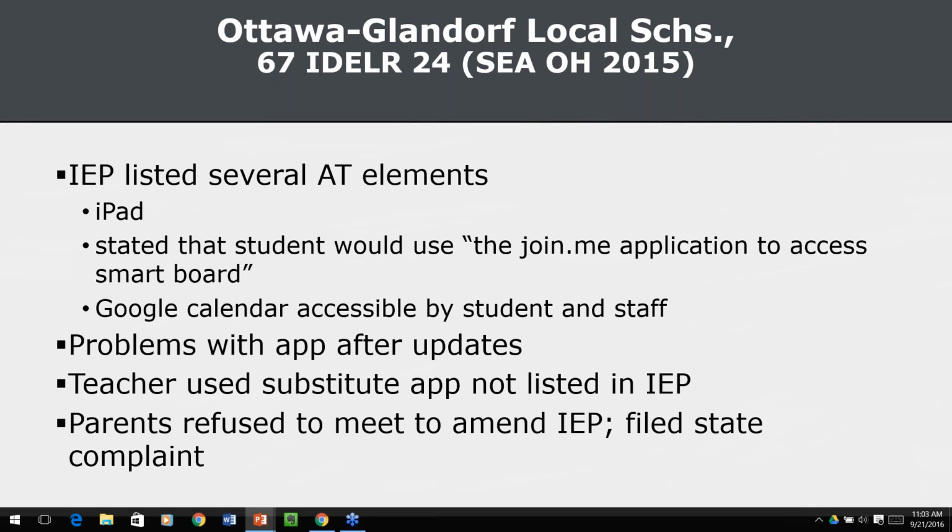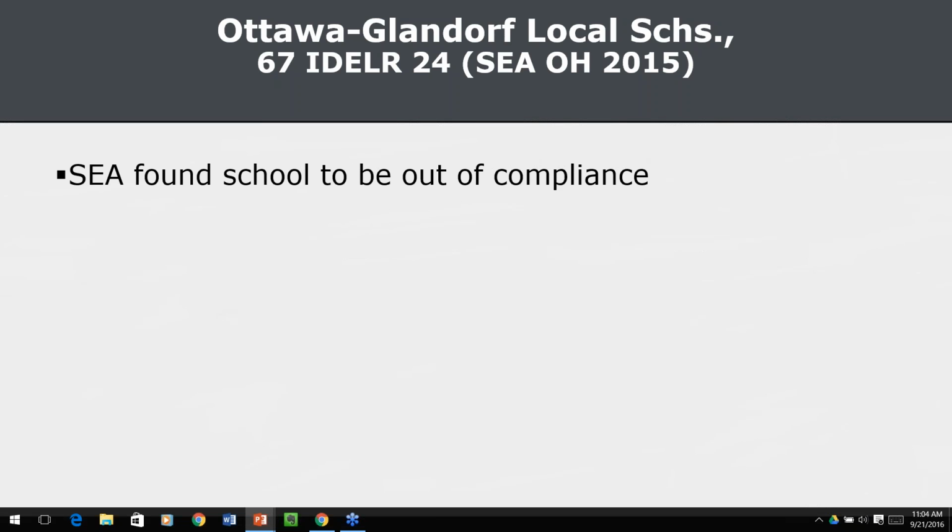The school asked the parents to come to an IEP meeting to amend the IEP. They refused, and instead they filed a complaint with the State Department of Education alleging that the school had failed to implement the IEP with fidelity as written. This is kind of a crappy outcome. The state found the school to be out of compliance.